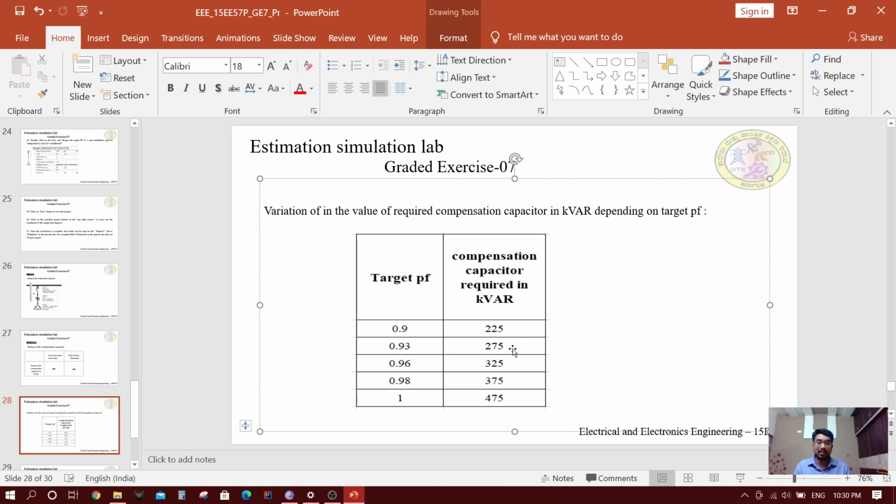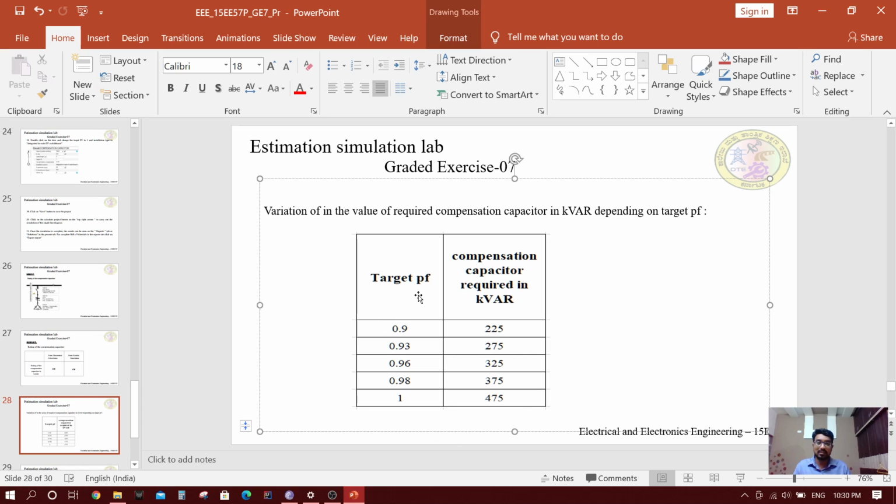Now, if the target power factor is increased to 0.93, the value of the compensation capacitor increased to 275 kVAr. Now, again, with the further increase in target power factor to 0.96, the value of the compensation capacitor increased to 325 kVAr. Now, when the target power factor was again further increased to 0.98, the value of the compensation capacitor again increased to 375 kVAr.